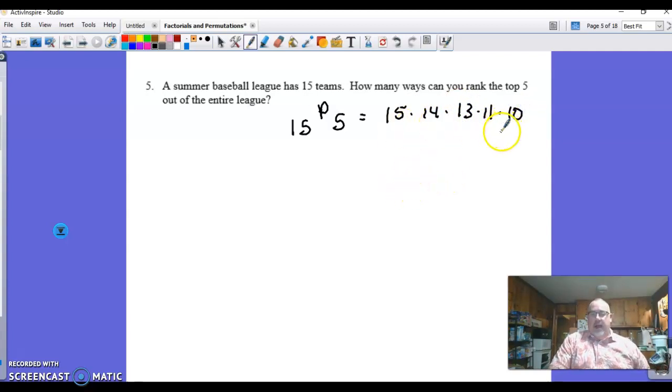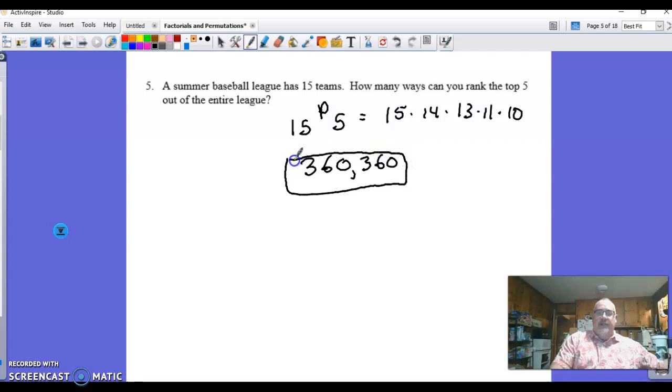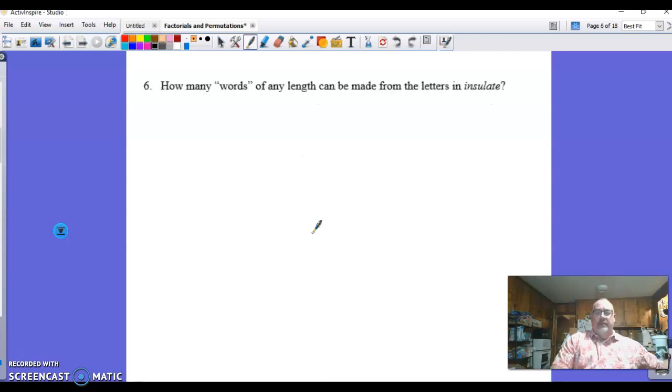If you want to put it in your calculator that way, or 15 over the math, P5, or use Desmos, you end up with 360,360 different ways the top five could finish out of 15 teams. All right, hope you got that one right.